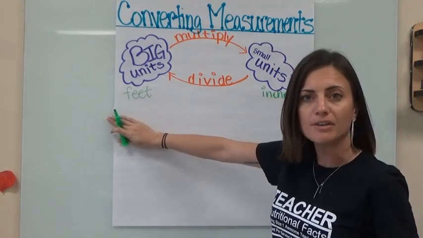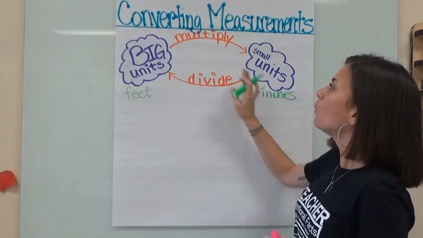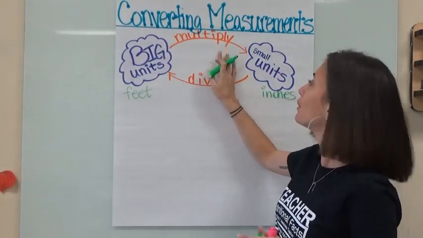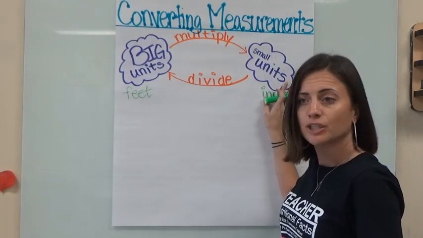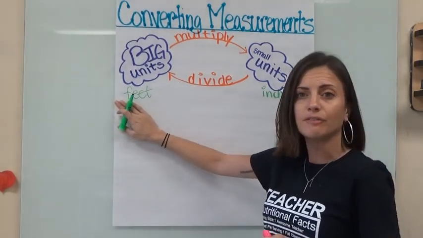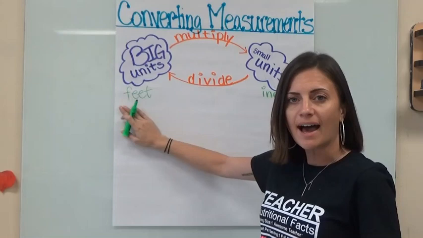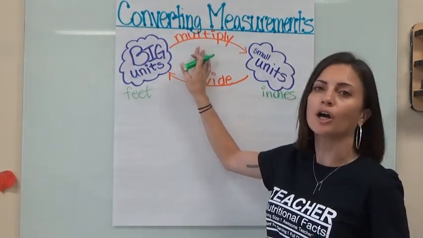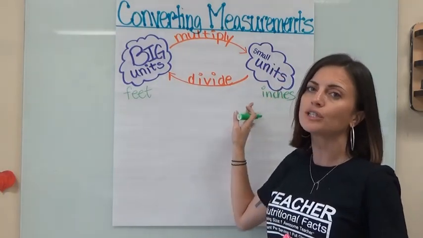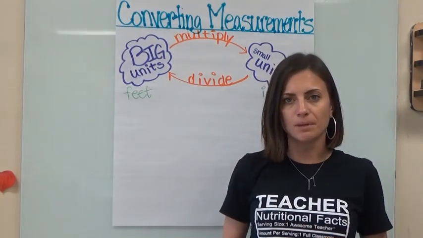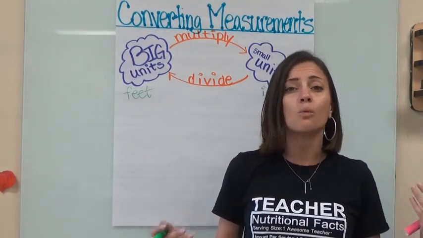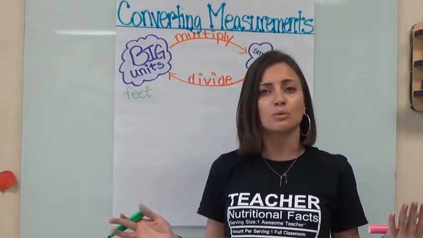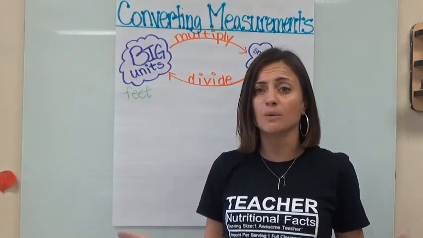So if Miss Nick is 5 feet tall, how many inches is that? Well, that's when we multiply to find our answer. But if we're going from a small unit like inches to a big unit like feet, we have to divide. In this unit, we are going to be focusing on our big to small conversions. So we're really only going to worry about multiplying, but it's important to understand why we're doing that. So let's take that example we've been using and work it out.